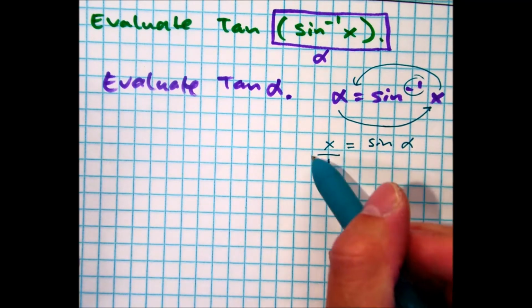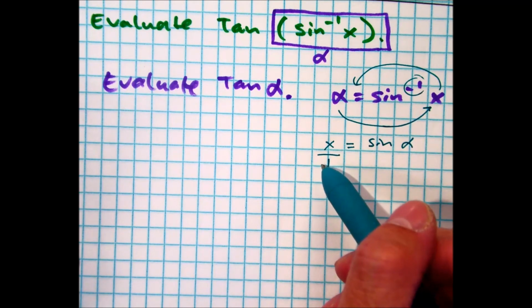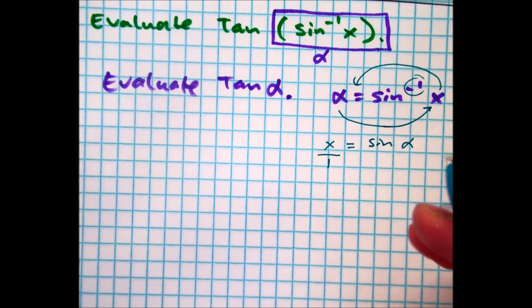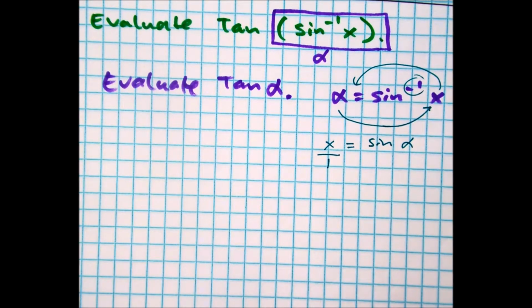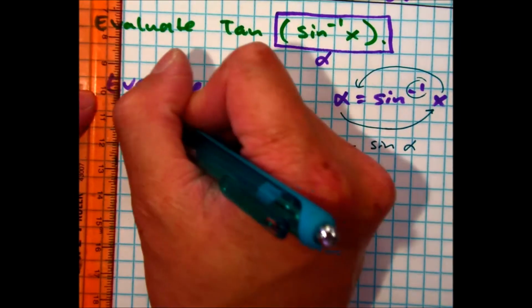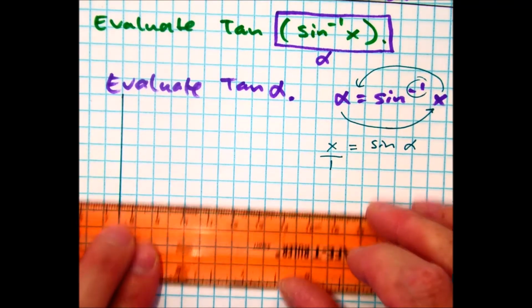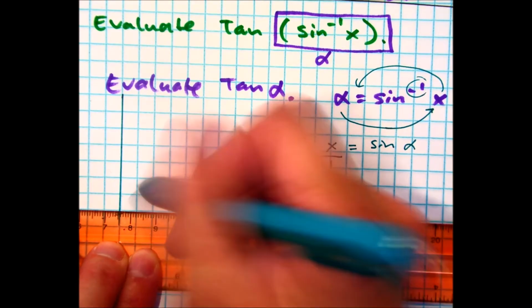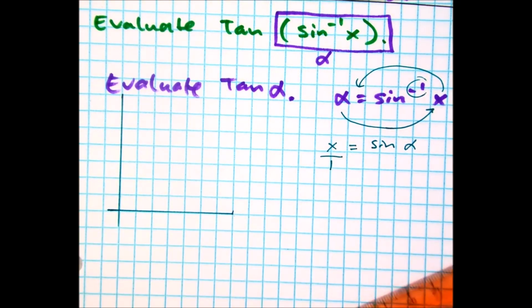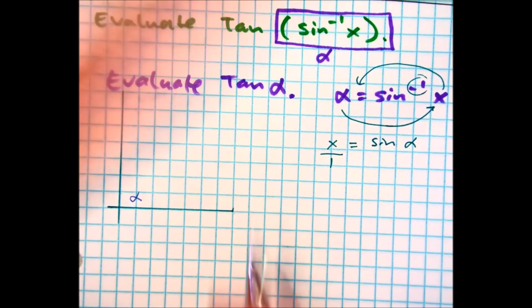Sine is positive in which two quadrants? Quadrants 1 and 2. Okay, we're going to draw a triangle in quadrants 1 and 2. What's the easiest quadrant to pick? Okay, let's do that so far. We're trying to solve for alpha, where the angle is alpha.